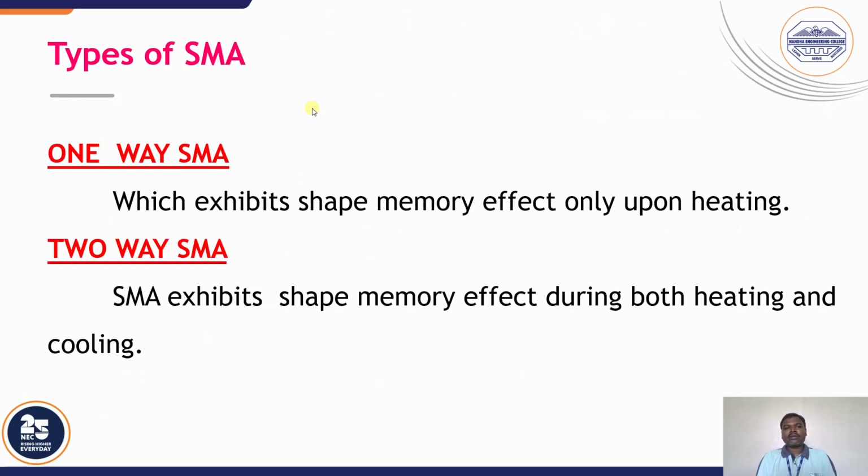So what are the types of SMA material? The one-way SMA and the two-way SMA. Why do we say one-way SMA? It exhibits the shape memory effect only upon heating. When you apply heating, the material's phase is transformed to another phase. That is called a one-way SMA. And the two-way SMA exhibits the shape memory effect during both heating and cooling. Whenever you apply heat and cooling, the structure or any phase property does not change. So that is a two-way SMA.